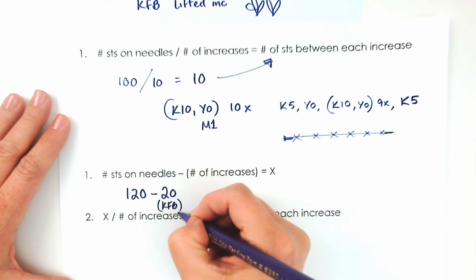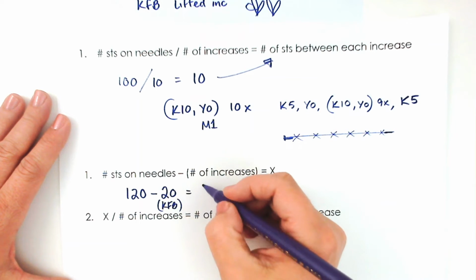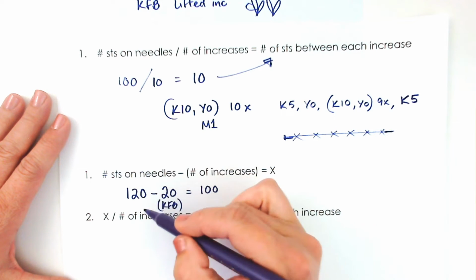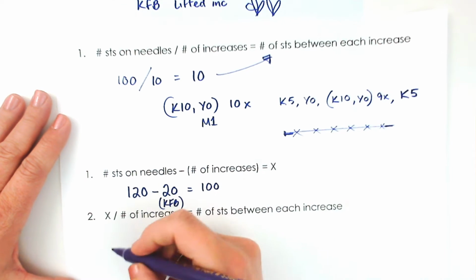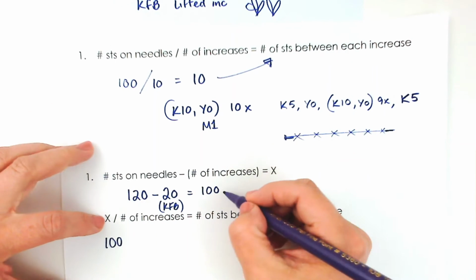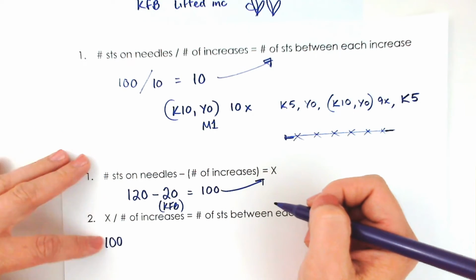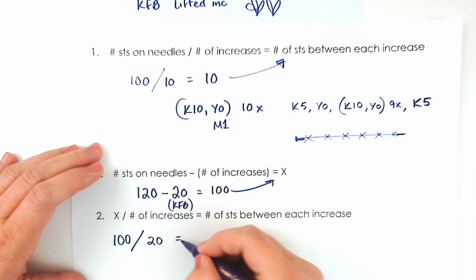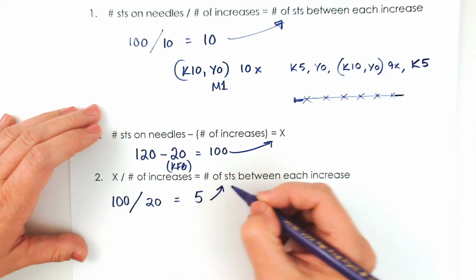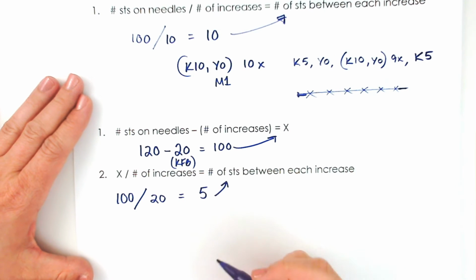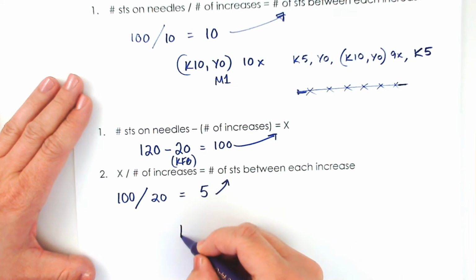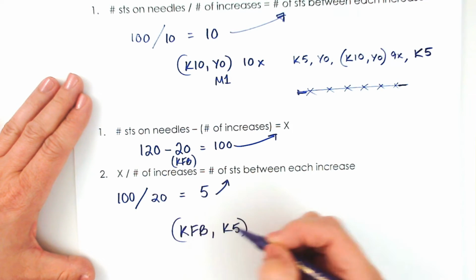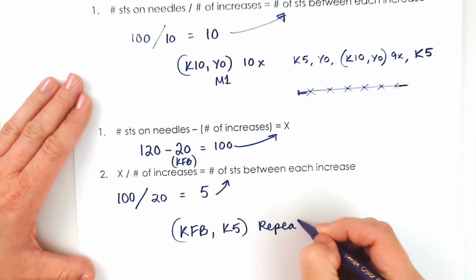Just as a reminder, X in this case equals 100 because 20 of our 120 stitches will be used for increasing on. So 100, which is X, divided by our number of increases, which was 20, equals 5. That is our number of stitches between each increase. So this row, written out, would look something like this: knit front back, knit 5, and then repeat across the row.